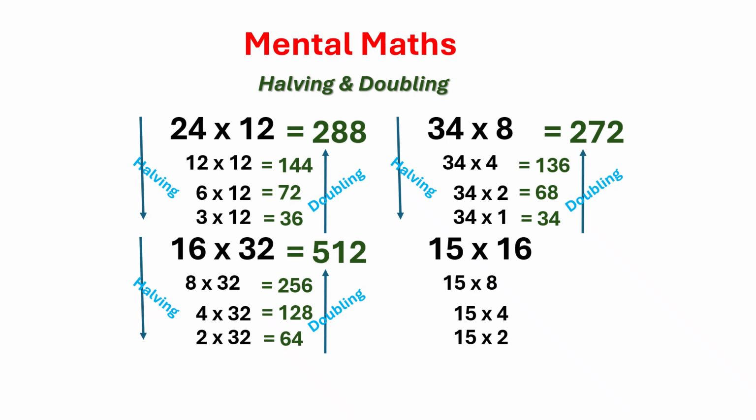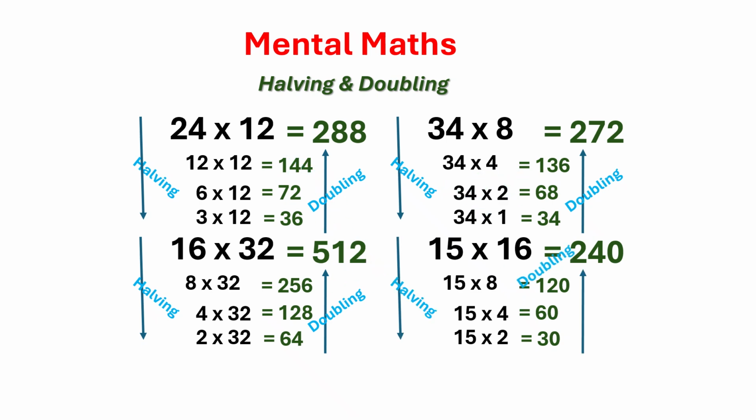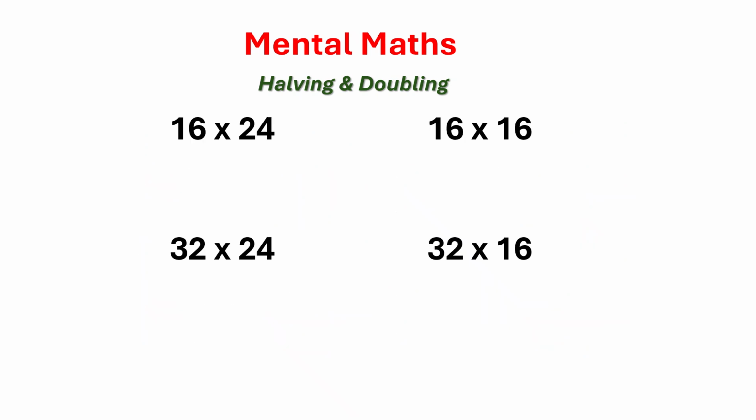15 times 2 is 15 plus 15. So it's 30. 15 times 4 is going to be double of 30, so it's 60. 15 times 8 is double of 60, it's 120. And 15 times 16 is 240. We double and halve. Now, let's have a look at a different method. If you want to do it faster, you can halve both numbers.